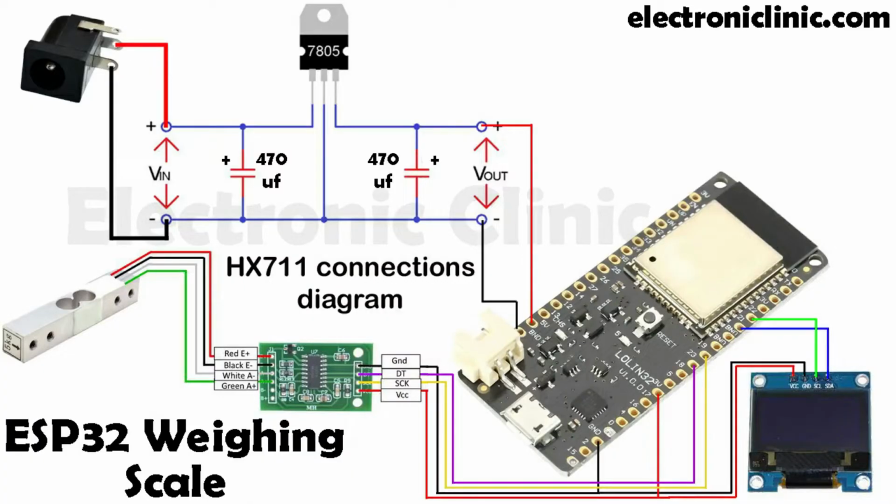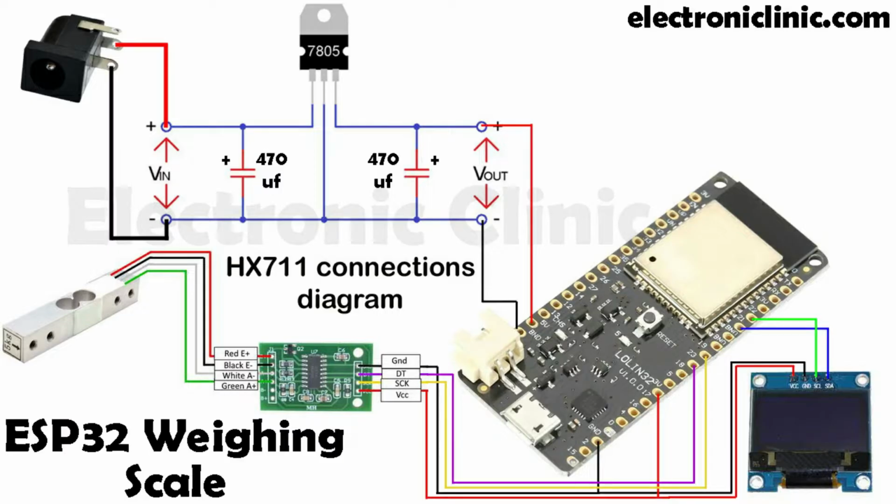The 5-volt regulated power supply is used to power up the ESP32 Wi-Fi plus Bluetooth module and all the other electronics. Don't forget to add these 470 microfarad decoupling capacitors with the input and output legs of the 7805 regulator.